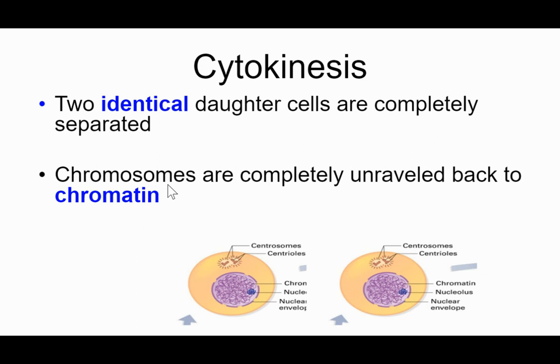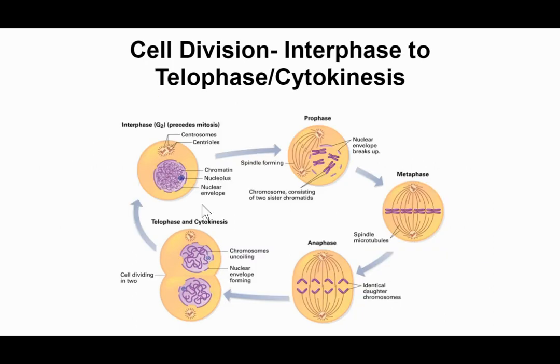So you went from one cell that looked like this to now you have two cells that have that same appearance, same DNA, same chromosomes. So they are identical to each other. All right, so this just shows you the entire cycle. Again, we went from having chromatin, we condensed to chromosomes, they lined up, we separated those chromatids from each other during anaphase, and then in telophase, they unraveled, new nucleus, and then we divide those cells in half completely.